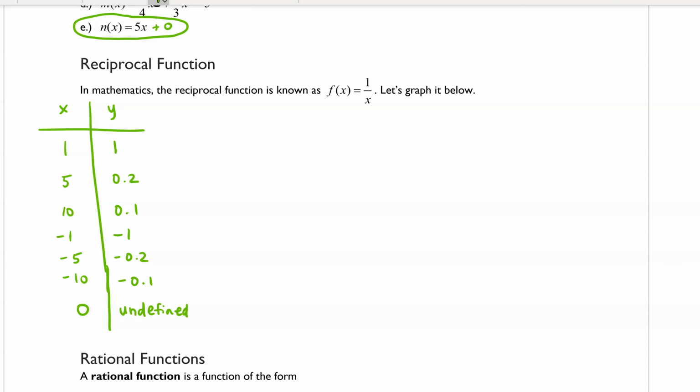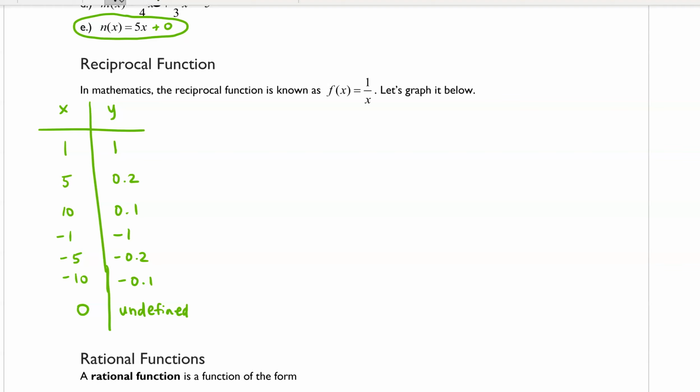Now, if you are curious about why you cannot divide by 0, I've uploaded a really cool short video that explains why you can't divide by 0 on Canvas in a really digestible way. So if you're very curious about that, go ahead and hop on over to Canvas and watch that video. Otherwise, let's get back to graphing this.